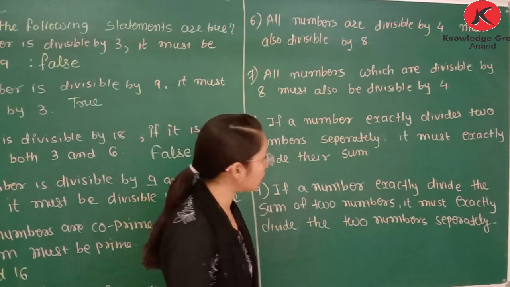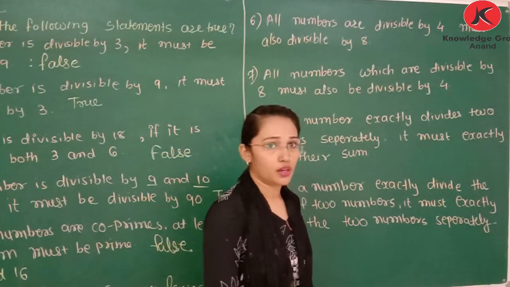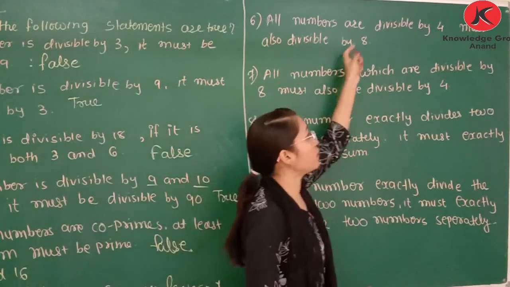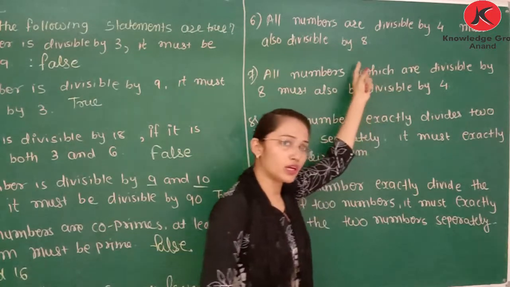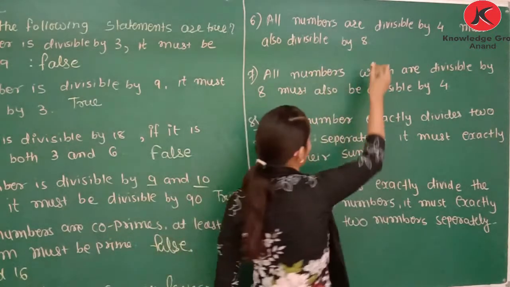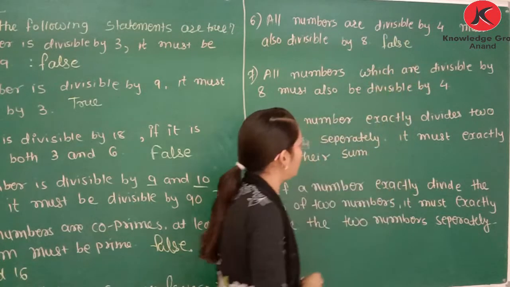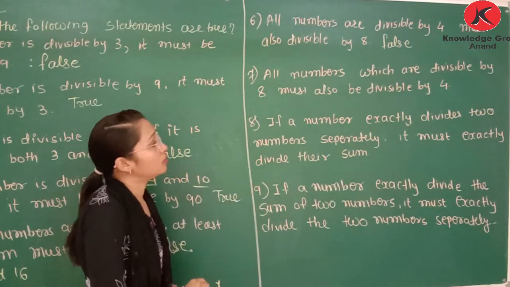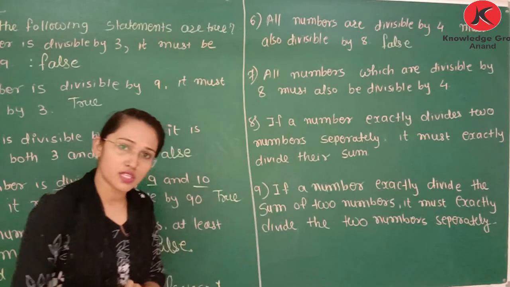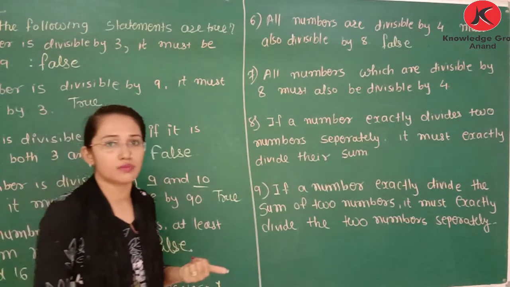Now, next is all numbers divisible by 4 must be divisible by 8. જો 4 થી divide થાય તો 8 થી પણ થાય. 8 is not a factor of 4. 4 is a factor of 8. That's why it is false. For example, take any number like 4. 4 is divisible by 4, but it is not divisible by 8.